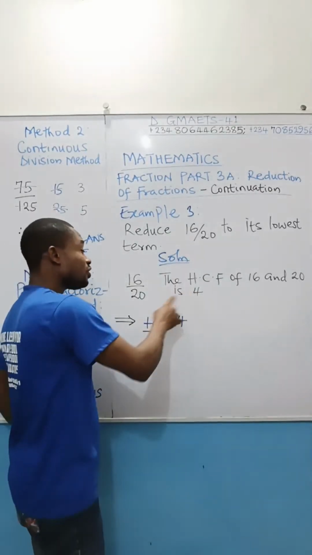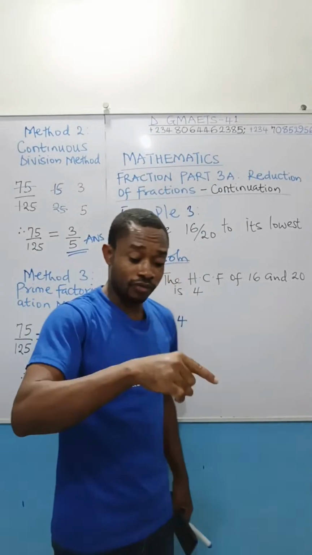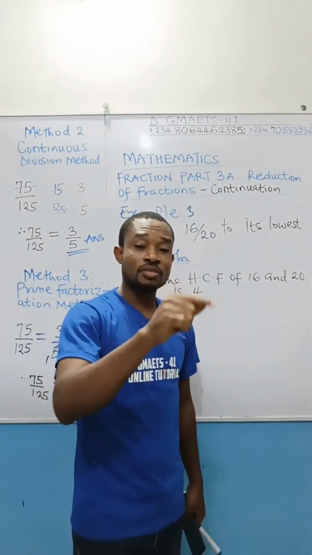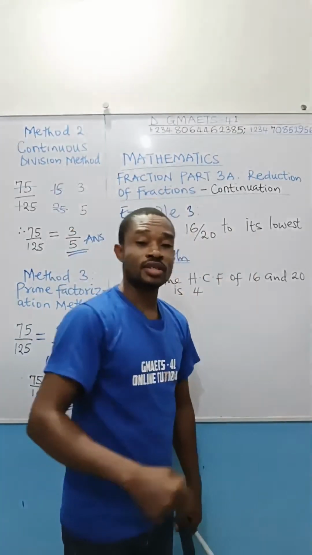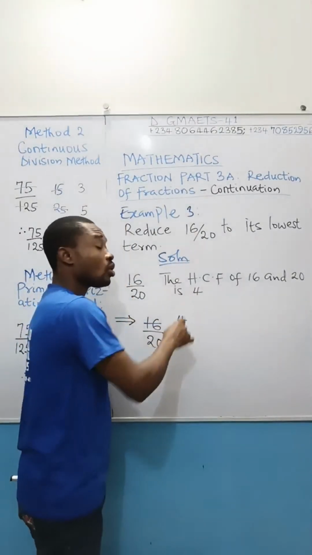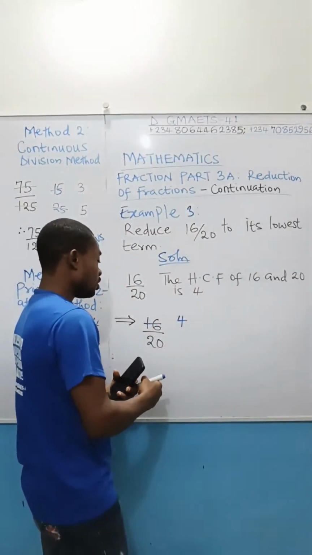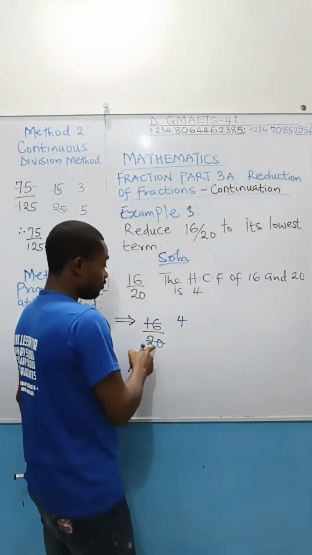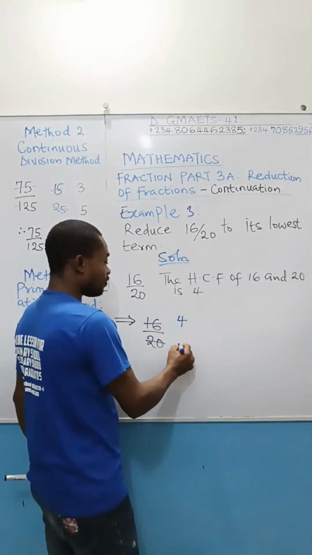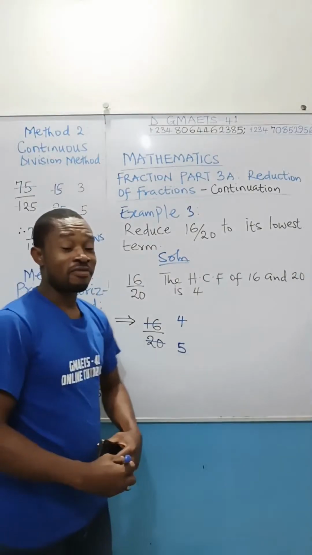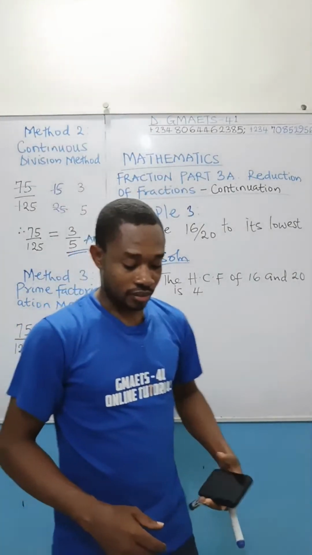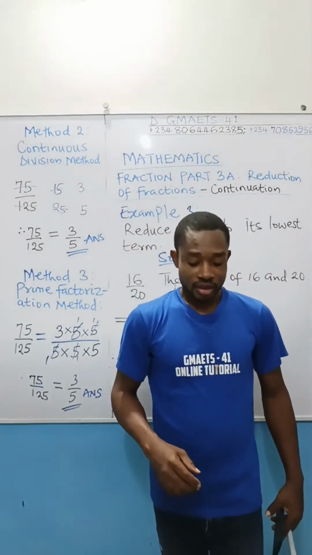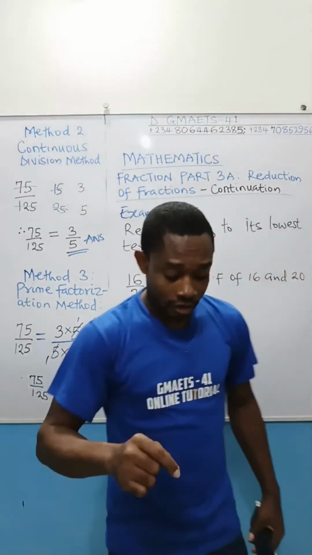You are using 4 to divide, so you are working with the 4 times table. In the 4 times table, 4 times 5 will give you 20. So 20 divided by 4 is equal to 5. If you divide 20 by 4, you are going to get 5. See, the HCF method is very interesting.